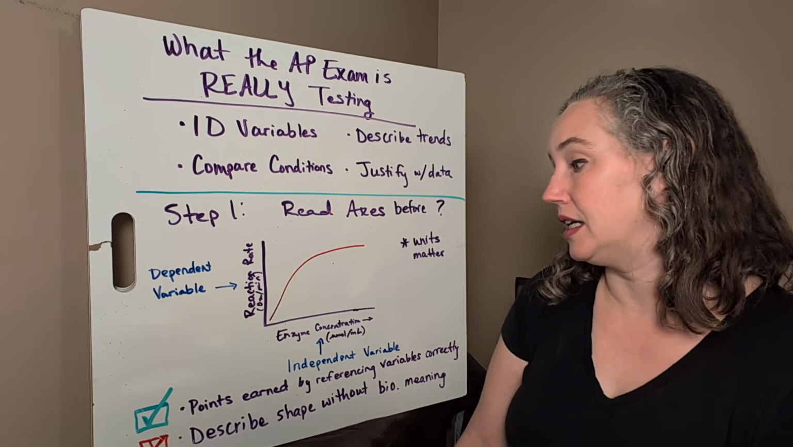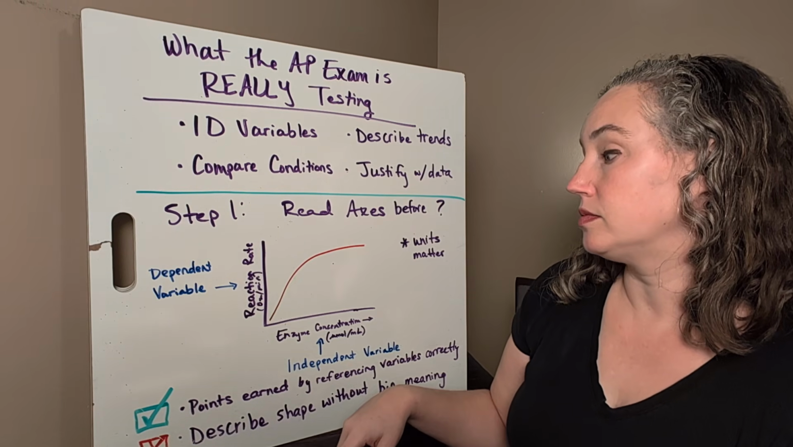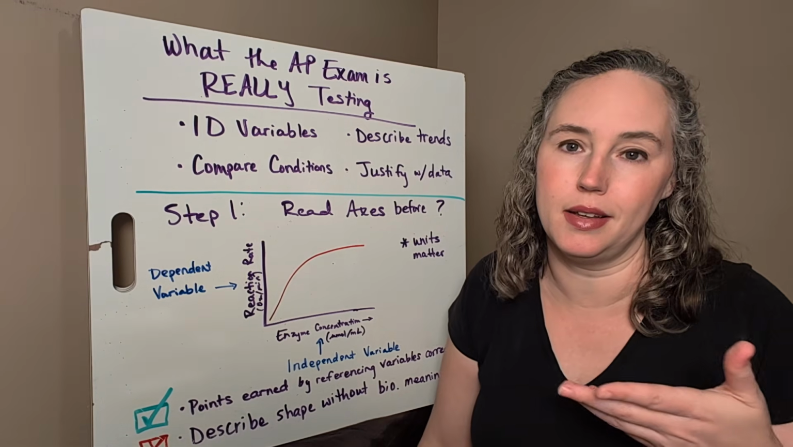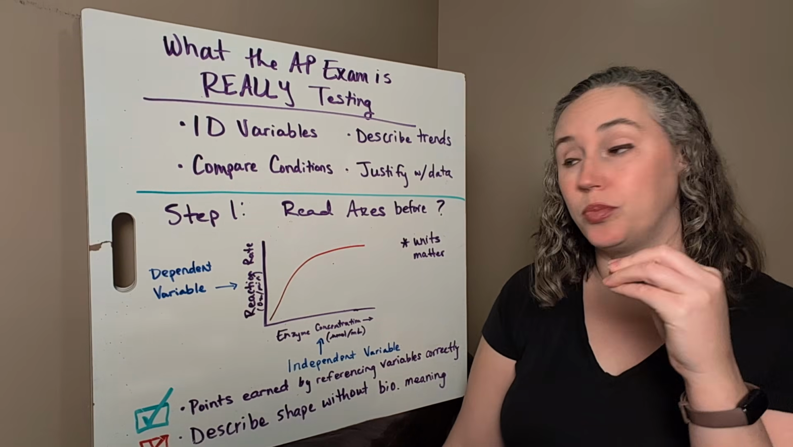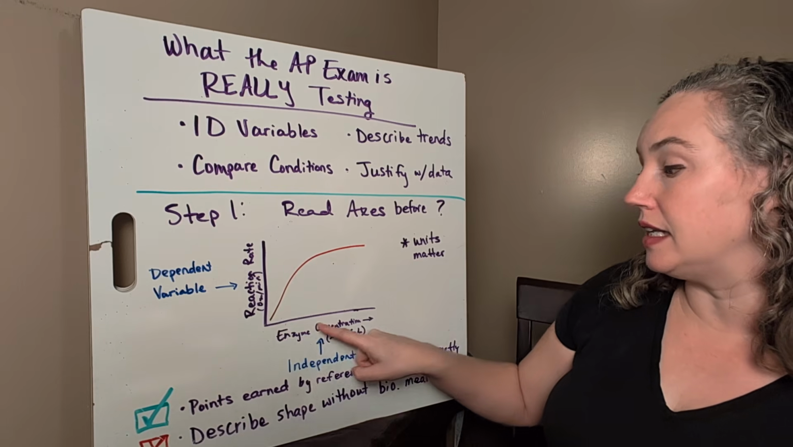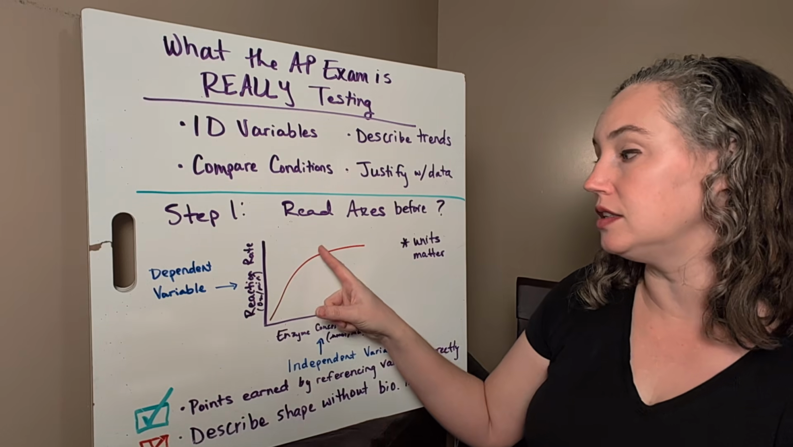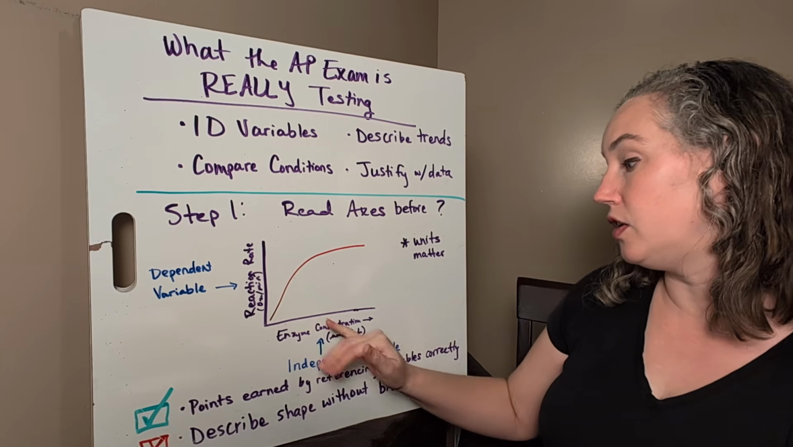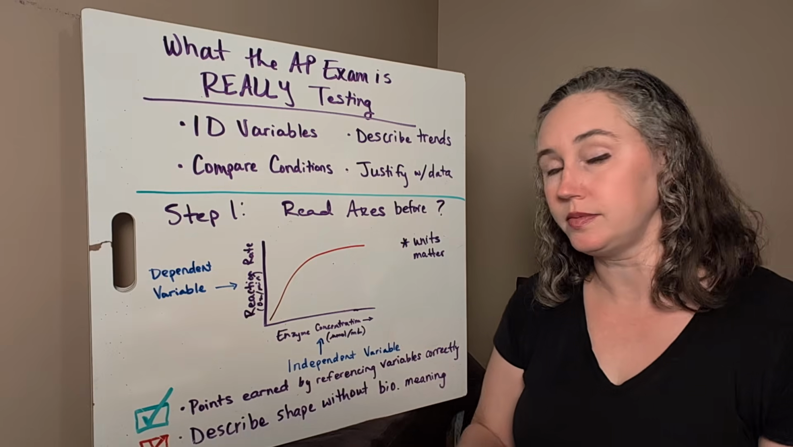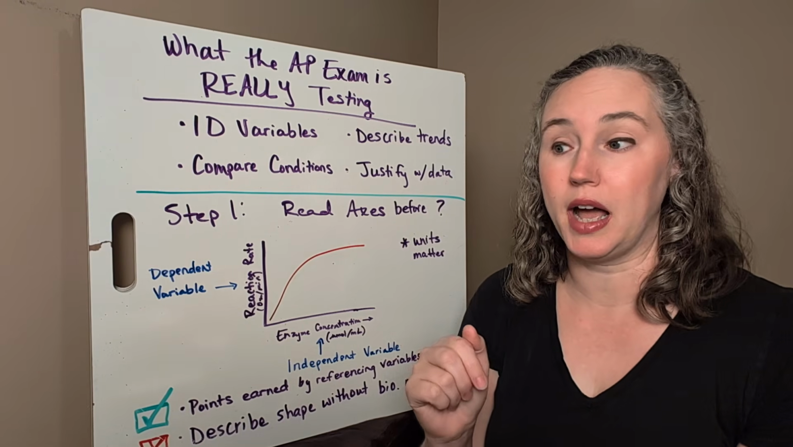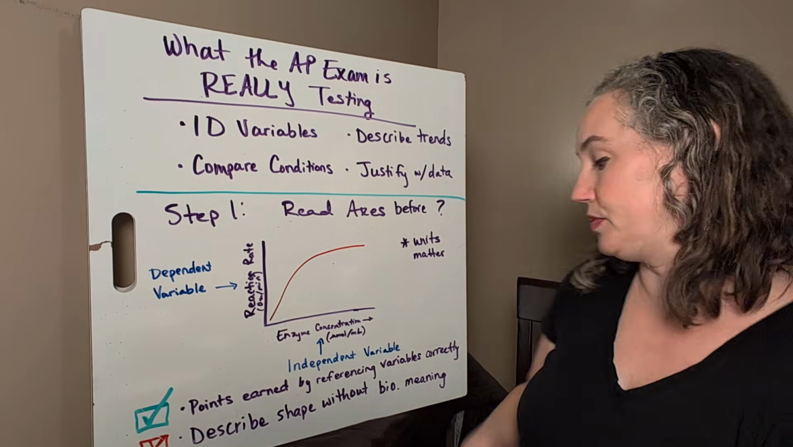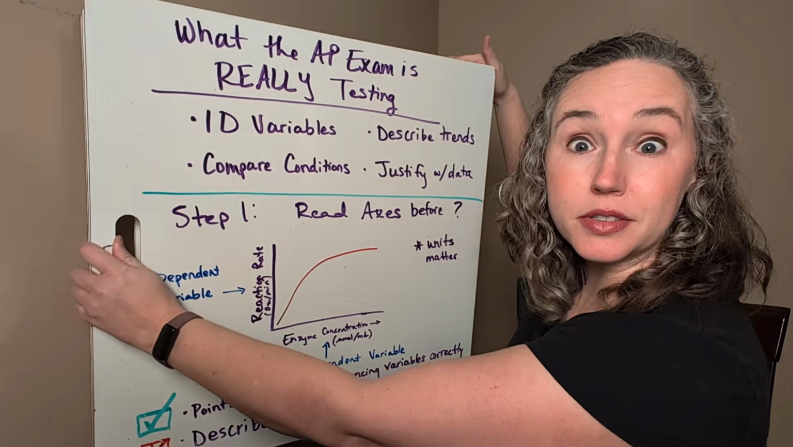So if you say, like, the line on the graph goes up and then flattens out. Okay, but yeah, that's true. But what's going to get you points is being able to say reaction rate increases as enzyme concentration increases until it reaches a plateau. Then no matter how much you increase enzyme concentration, your reaction rate stays the same. By the way, I have another video on how to read change over time graphs. Be sure and check that out as well. So that's the first step. Read your axes.